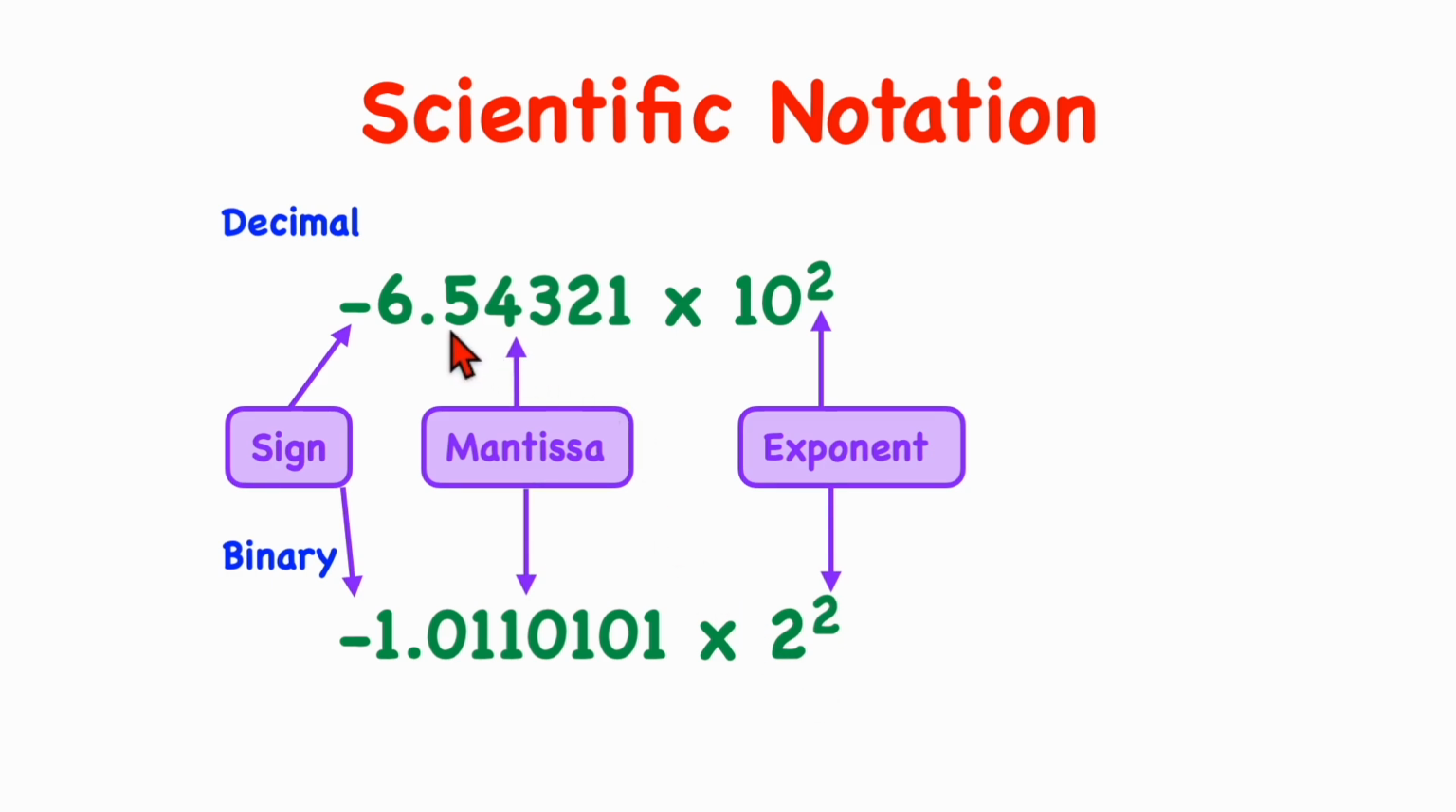With scientific notation, our habit is to put the decimal point just after the first digit, as shown here. And with binary numbers, we'll put our, well, we don't call it a decimal point, we call it a binary point or a radix point, just after the first one bit.